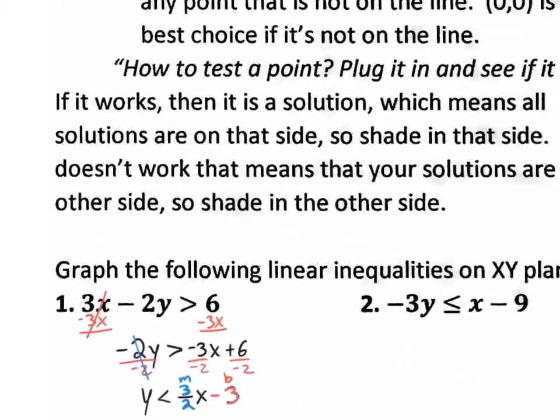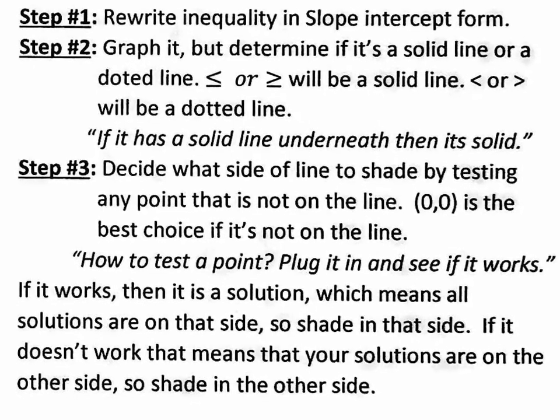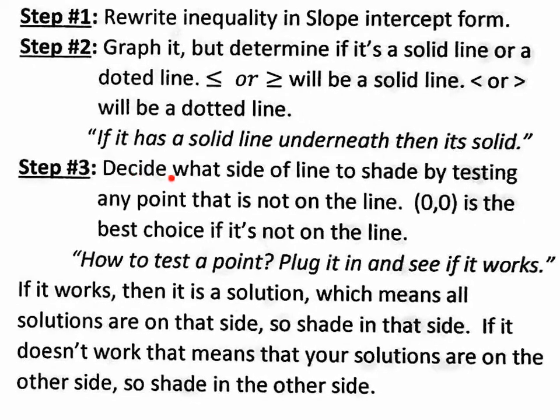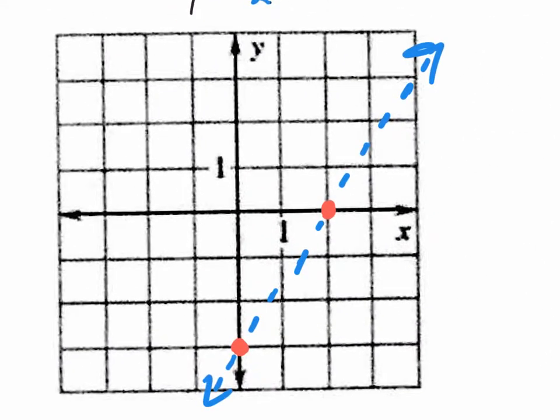Let's read step 3 on our steps above. It says, decide what side of the line to shade by testing any point that's not on the line. 0, 0 is the best choice if it's not on the line. Okay, so let me explain. Your answers are either going to be up here or down here. Either one side or the other.